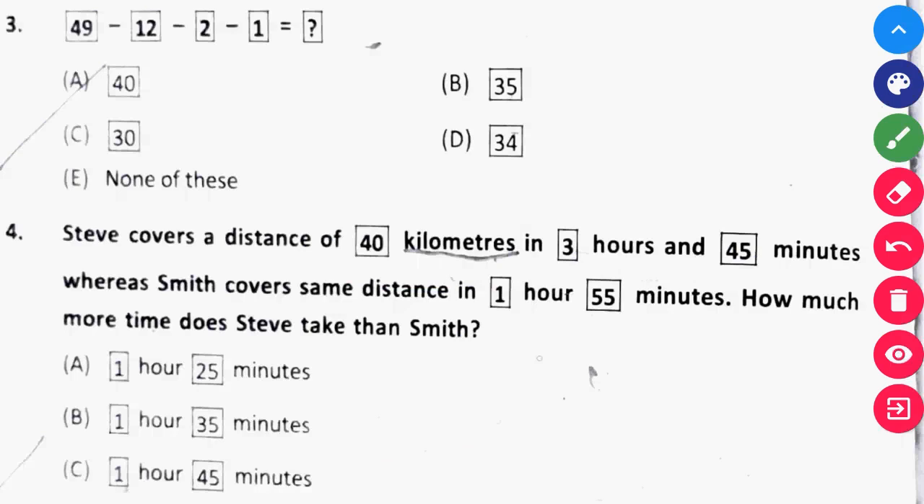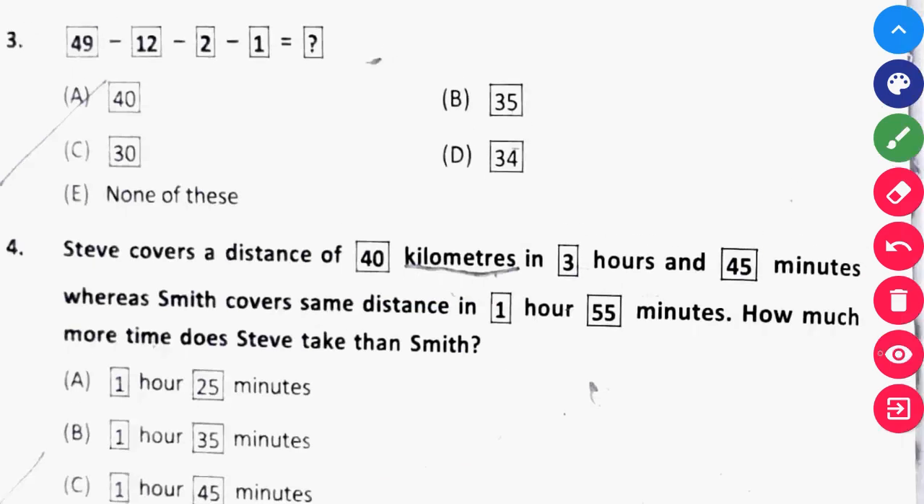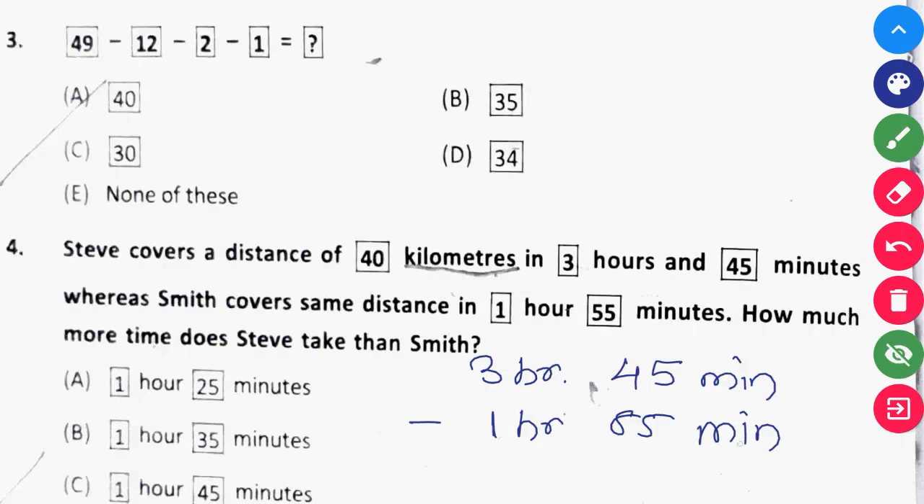write here 1 hour 55 minutes subtracted from 3 hours 45 minutes. Now subtract. So draw the bar lines and subtract, or you can directly subtract.